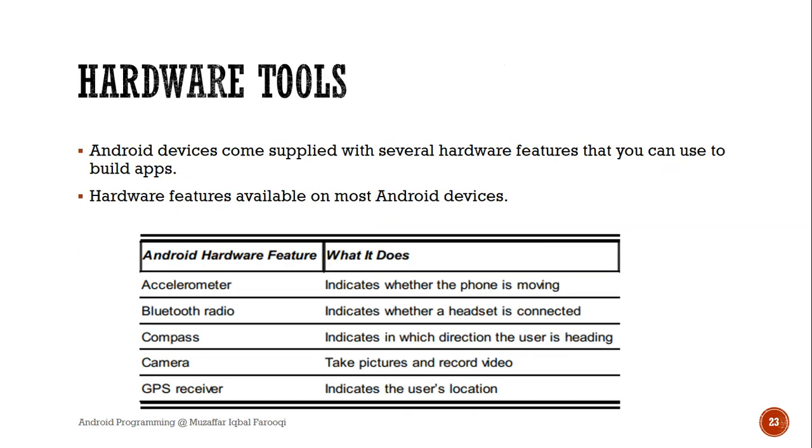Android devices come with several hardware features that you can use to build apps. These are some of the hardware features available on most Android devices. Most of the Android devices come with accelerometer, Bluetooth, compass, camera, and GPS receiver. These are some of the hardware features. This list is growing with the latest versions of mobile phones.